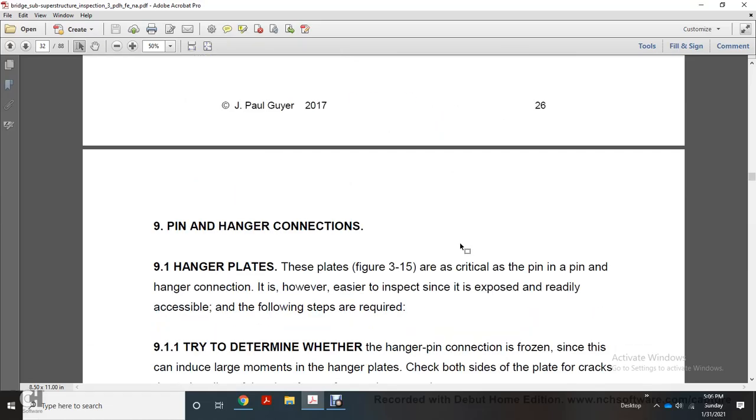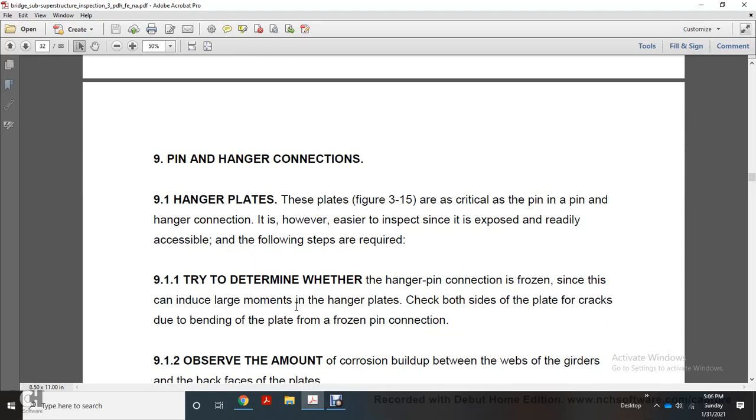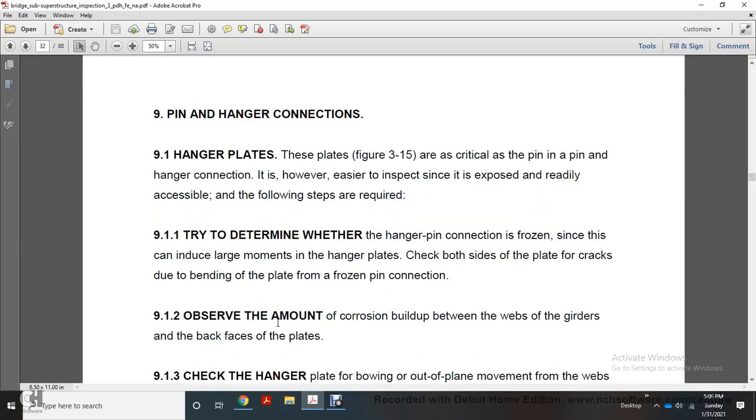Item 9, pin and hanger connection, hanger plates. These plates, figure 315, are critical to the pin and hanger connection. However, they are easier to inspect and expose readily at accessible points, so the following steps are required. Try to determine whether the hanger pin connection is frozen, since this can induce large movement of the hanger plates. Check both sides of the plate for cracks due to bending of the plate with a frozen pin connection.